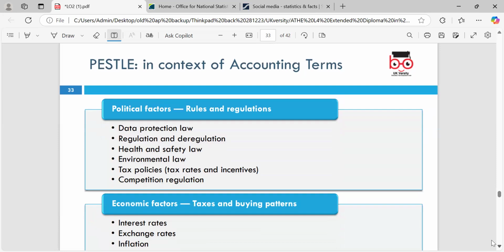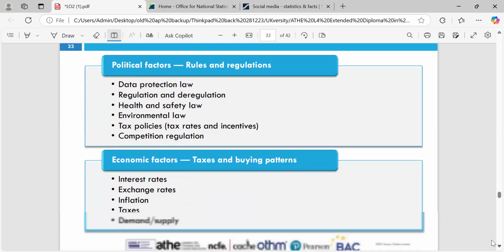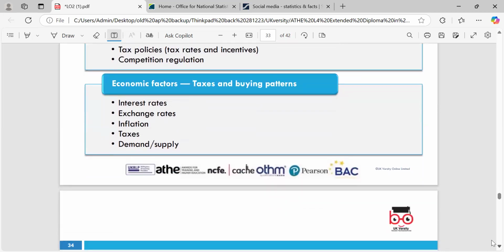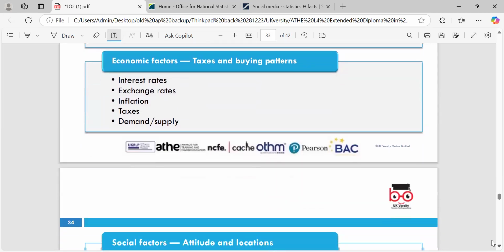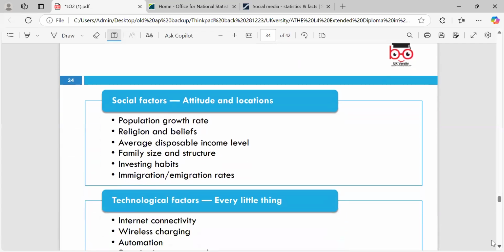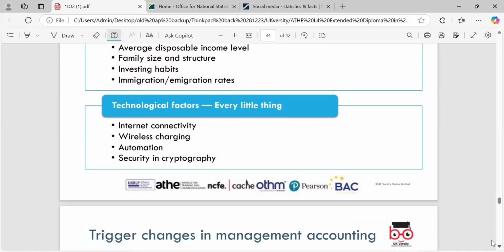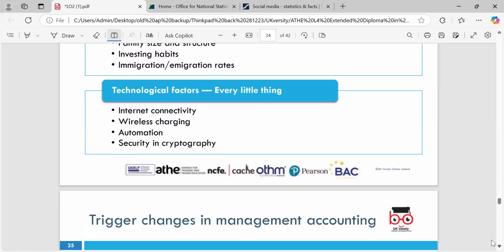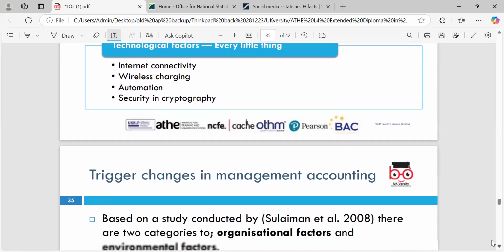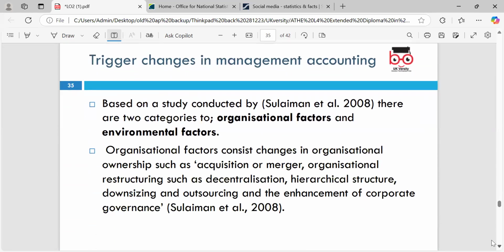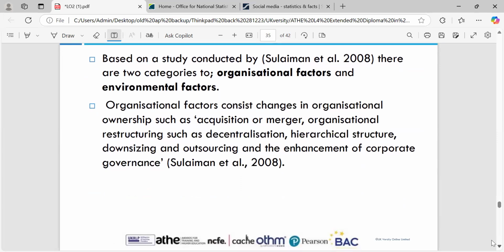So PESTEL covers political factors. We can look at data protection, regulation, deregulation, health and safety, environmental legislation, tax policy, competition, the economic environment, interest rates, exchange rates, and inflation. Social factors include population growth rate, average family size, immigration, and internet connectivity. Wireless automation triggers changes in management accounting, based on studies of organizational and environmental factors.